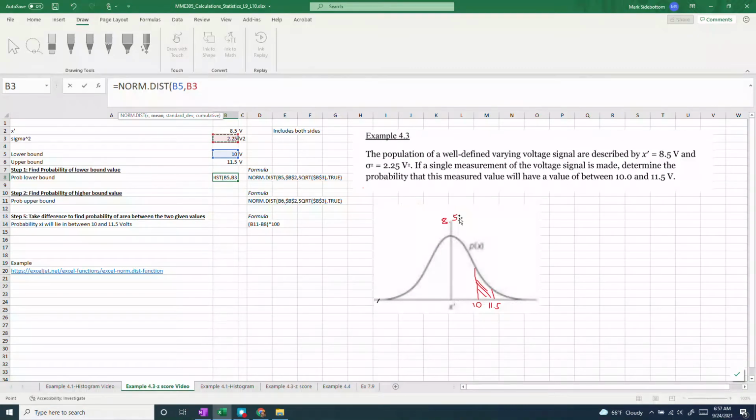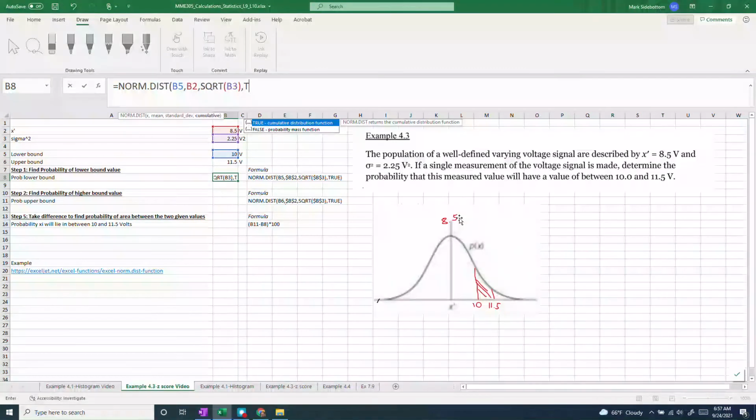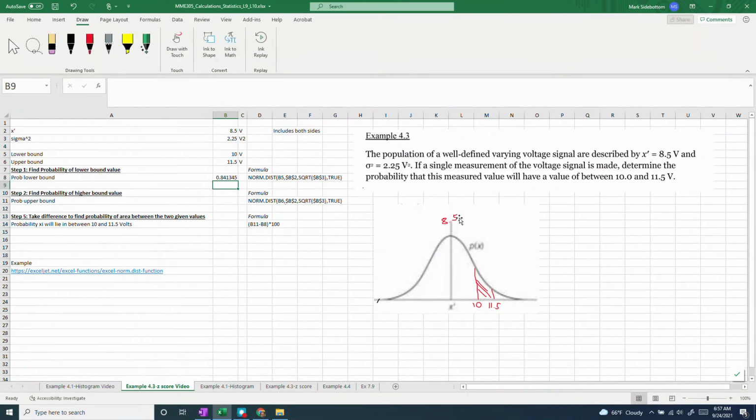The next thing it asks for is our mean, so we're going to use B2. It asks for our standard deviation, which we get by taking the square root of the variance. The last thing it asks is whether we want the cumulative distribution function or the probability mass function. We actually want the cumulative distribution function, which is all the area under the curve to the left of our value of interest.